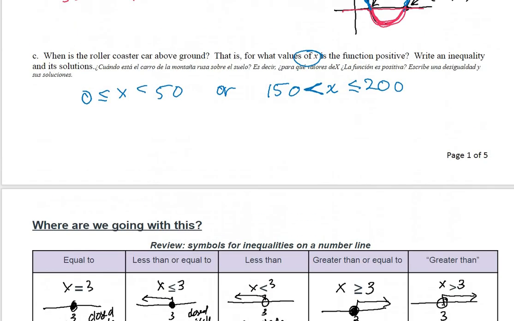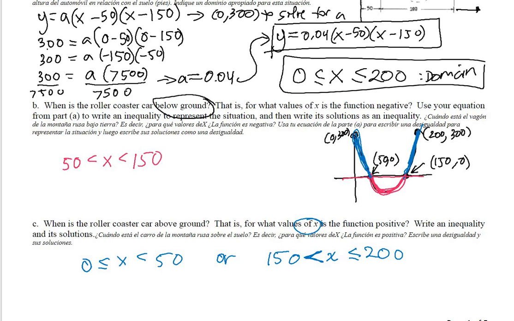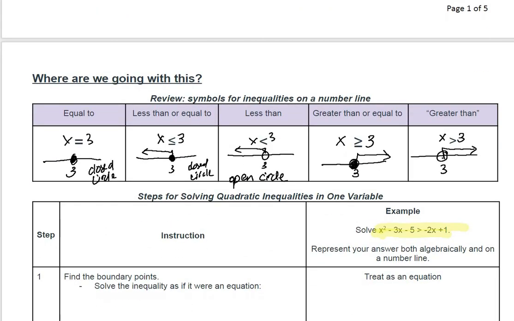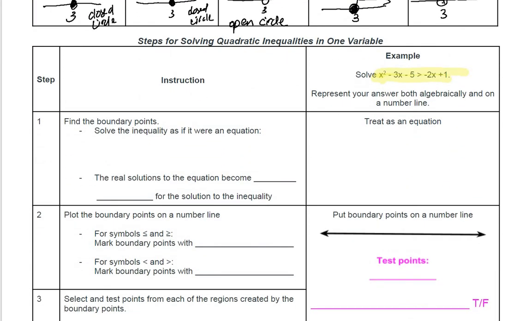Now, if you remember, up top here, we had two really important points. That was 50, 0, and 150, 0. Those are called boundary points. And the first step for solving a quadratic inequality is identifying those boundary points. And you do it by solving your inequality as if it were an equation. So I'm going to do that. I'm going to solve x squared minus 3x minus 5 as if it were an equation, equals negative 2x plus 1. I'll add 2x to both sides and subtract 1 from both sides.